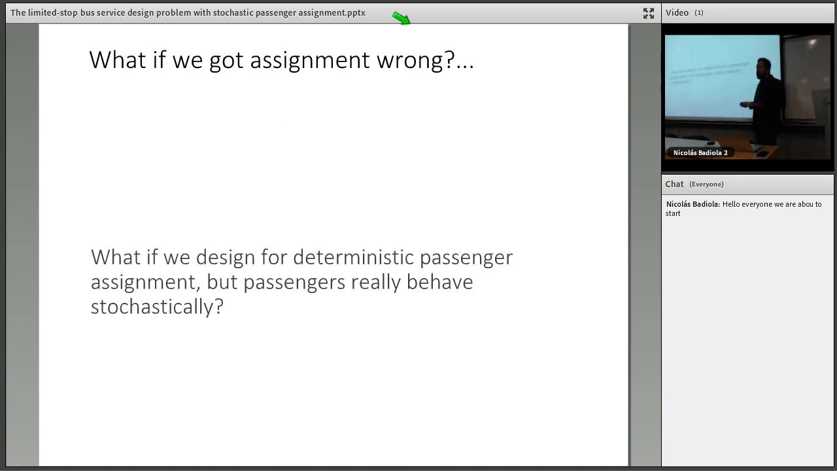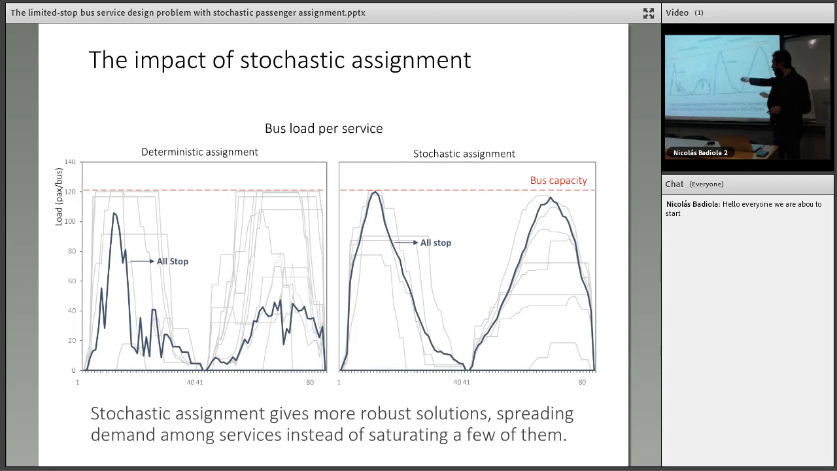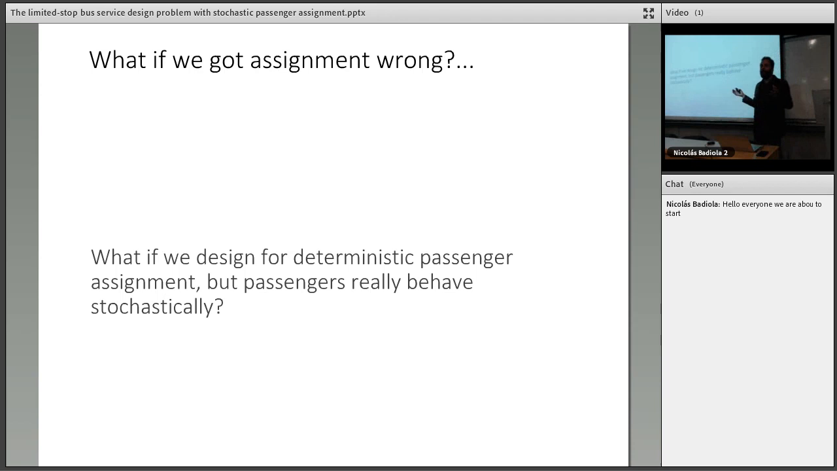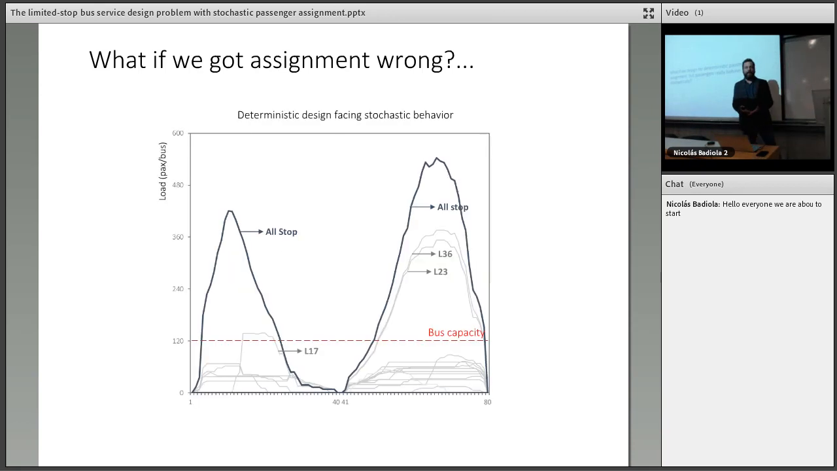One interesting thing we wanted to find out, given that we have these two kinds of assignments, is what if we design for deterministic passenger assignment, but in reality, passengers were behaving the other way? All right, so we're going to take this solution, the set of services behind this chart here, and we're going to assign passengers stochastically to those services. Of course, without imposing a capacity constraint. We're trying to show what is the desire of the passengers here, and we obtain this.